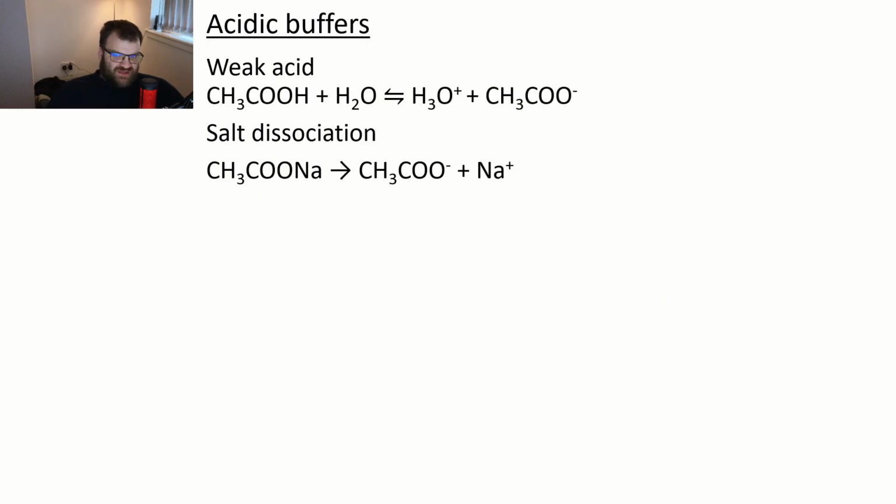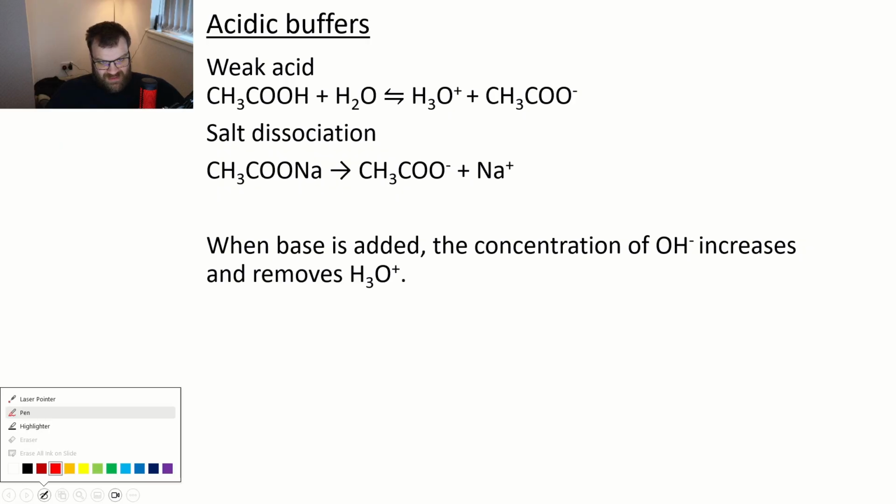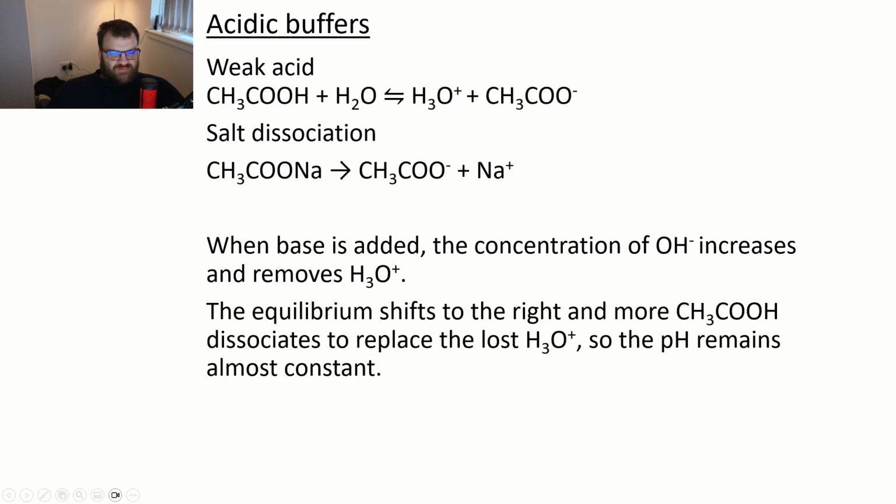How do they work then? So same equations, but we are now going to add a base. Now base will increase the concentration of OH minus, which would remove the hydronium ions from the weak acid equilibrium. So up in here. And if you remove from the right hand side, the equilibrium will shift to the right. More of the weak acid will dissociate. That replaces the H3O positive, and the pH remains almost constant.